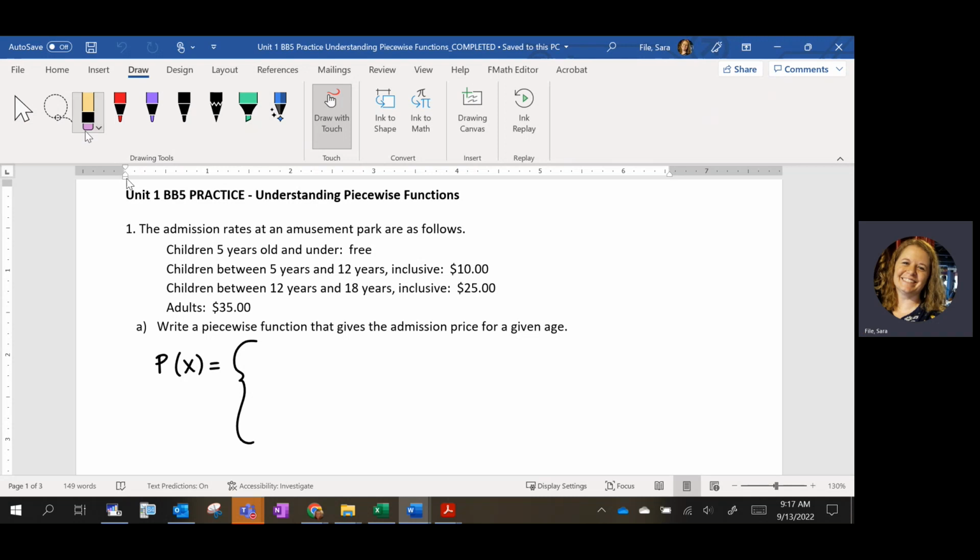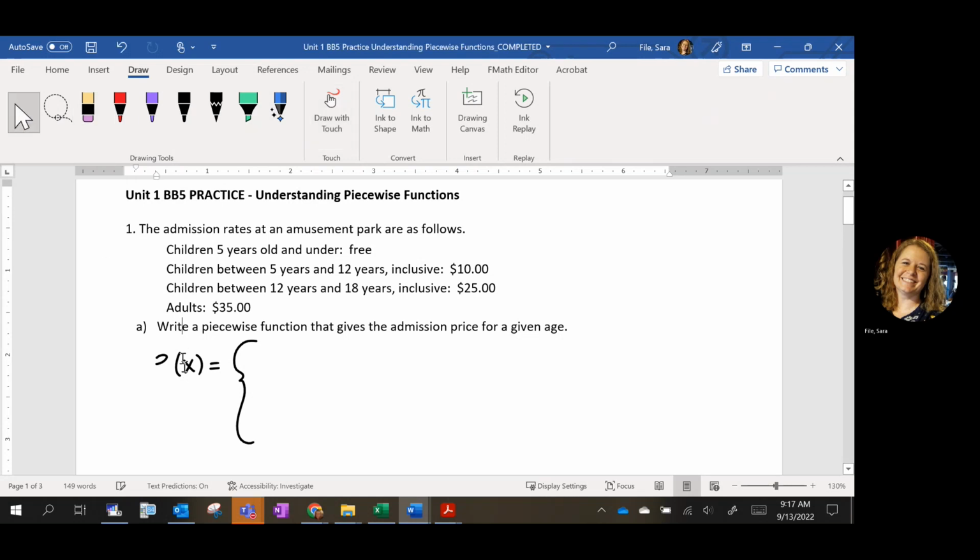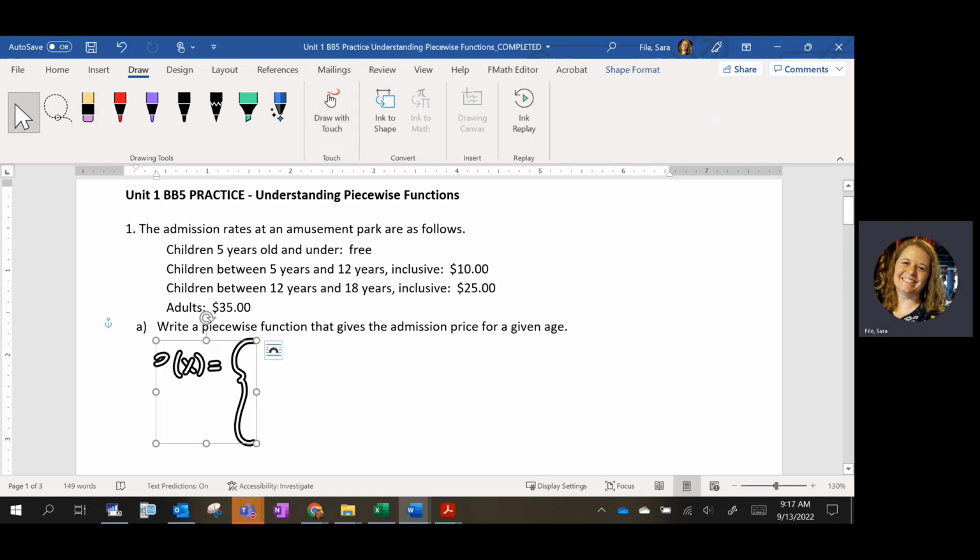Why is this not erasing? What the heck? Okay, whatever. Let's try that again.